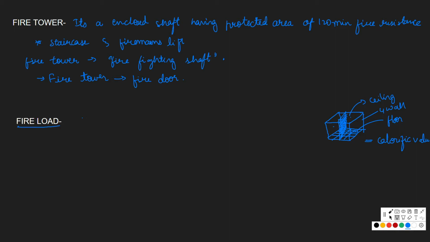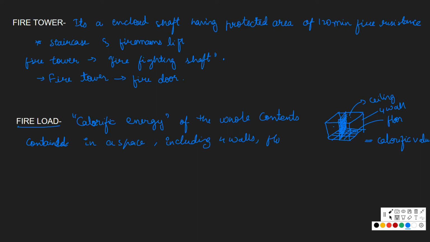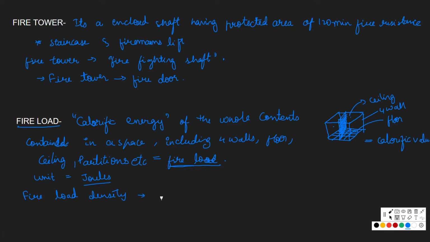So basically fire load is the calorific energy of the whole contained in a particular space or room, including 4 walls, floor, ceiling, partitions, or any type of components placed in that space, all contribute to fire load. The unit for fire load is joules, and to calculate fire load density, the unit is joules per meter square.